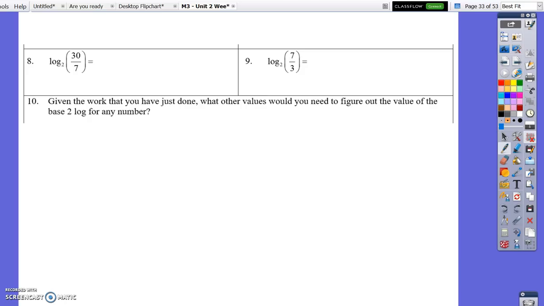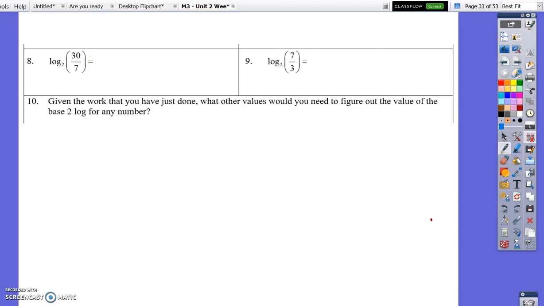8, 9, and 10. So based on what we know, what other values do we need to figure out the value of log base 2 of any number? So go ahead and again and do 8 and 9. I'll get you the answers for those in just a minute, but see if you can figure out the answer to question 10. Stop and think about that.